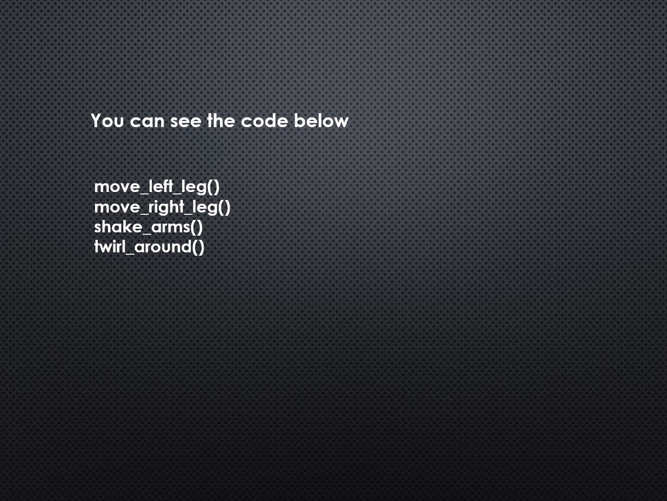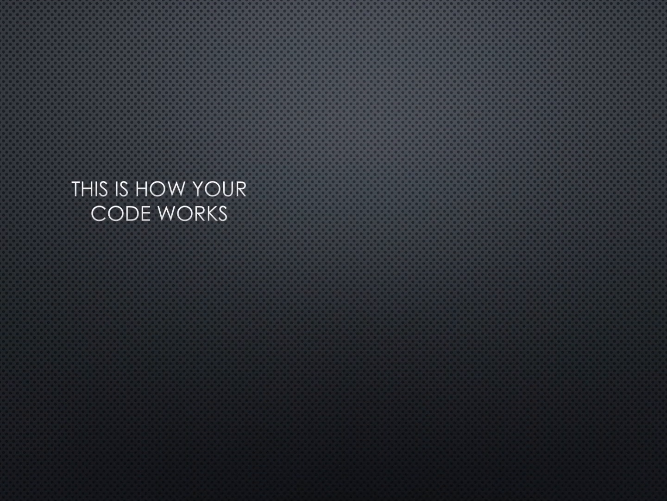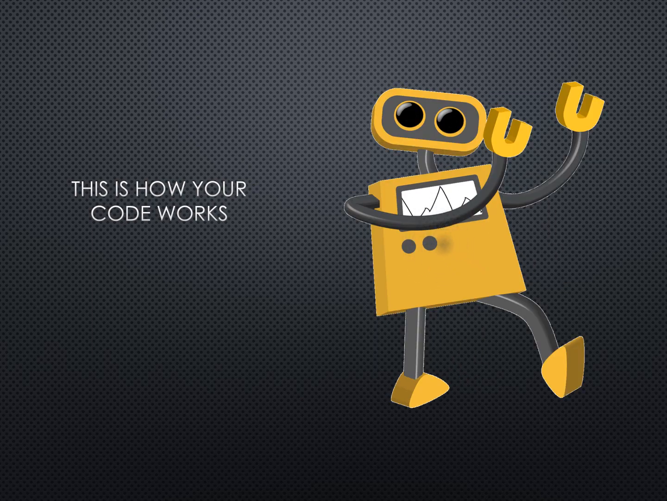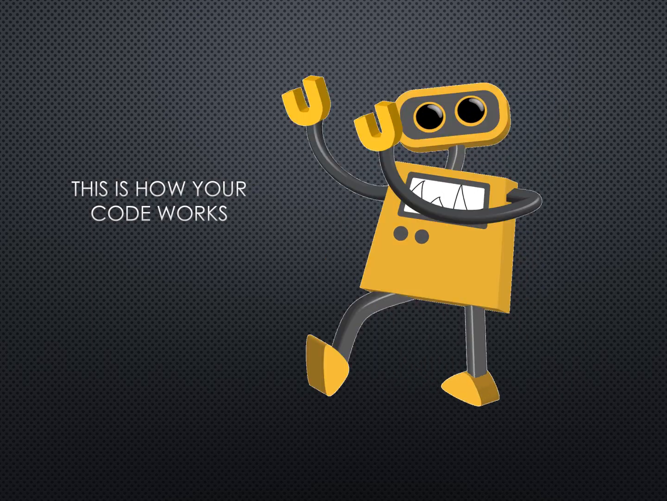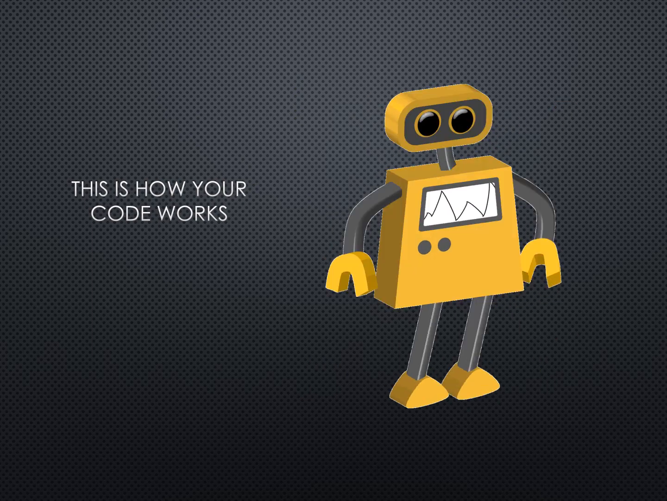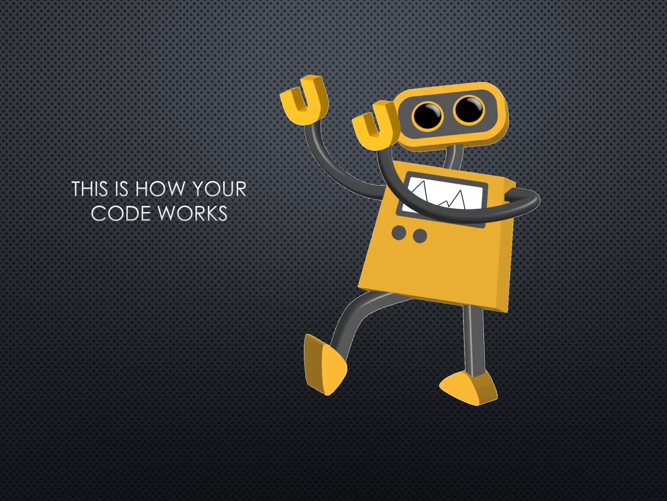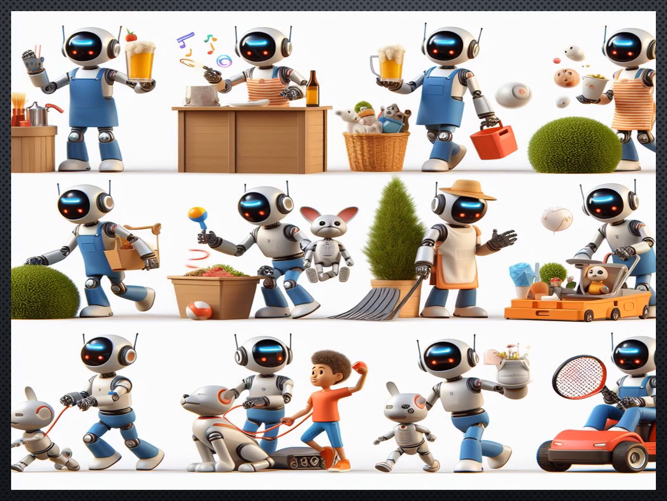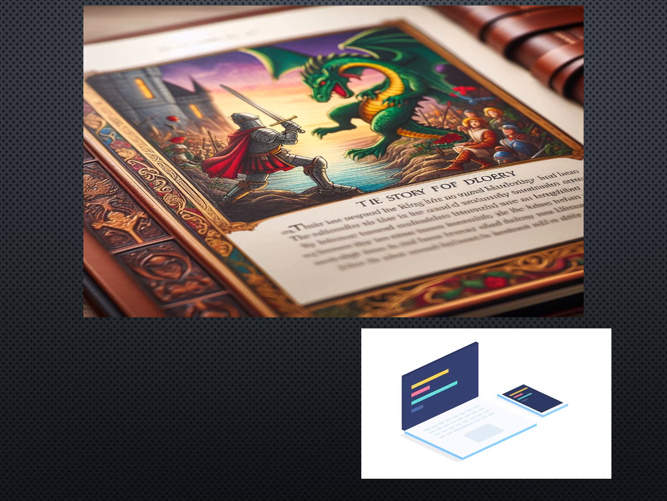Move left leg, move right leg, shake arms, twirl around. These lines of code tell the robot what to do. First, move the left leg, then the right leg, shake the arms, and finally twirl around. When you run this program, your robot starts dancing just the way you instructed. So, programming is like telling your robot what you want it to do by giving it step-by-step instructions. Just like you create stories with words, in programming you create programs with code to make things happen in the computer or with other devices.